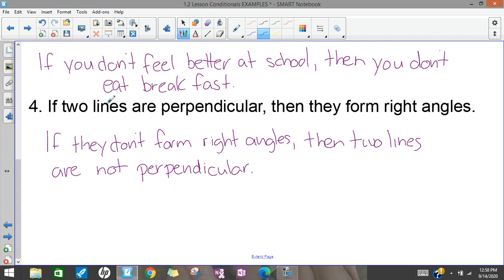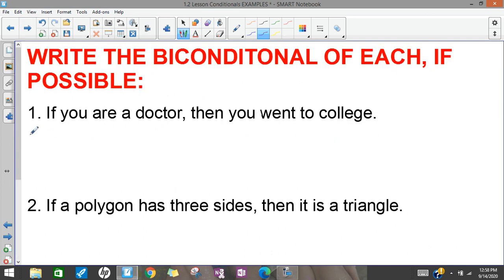All right, we have one more to do, the biconditionals. So I got some different ones here. Now remember, to write a biconditional, that is my if and only if statement. So P, double arrow, Q. In order to write those, both the original conditional statement and the converse have to be true.